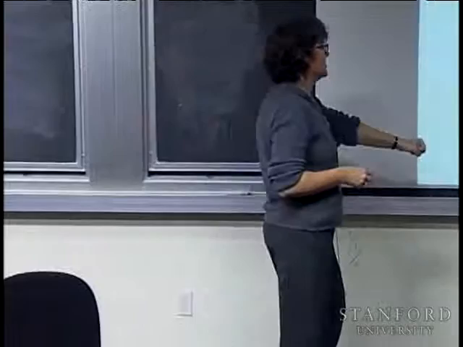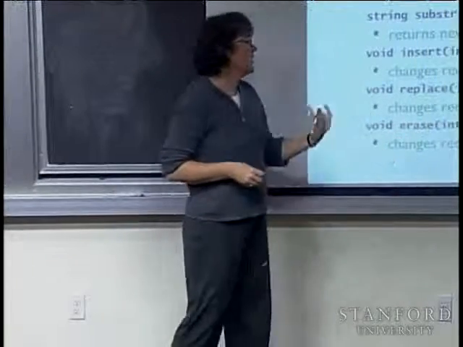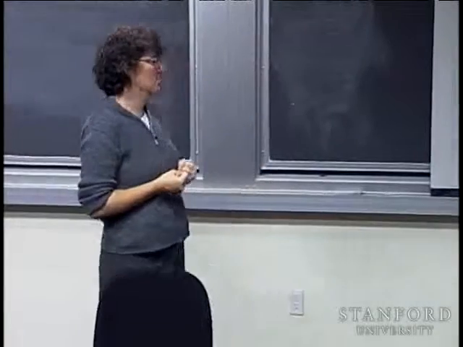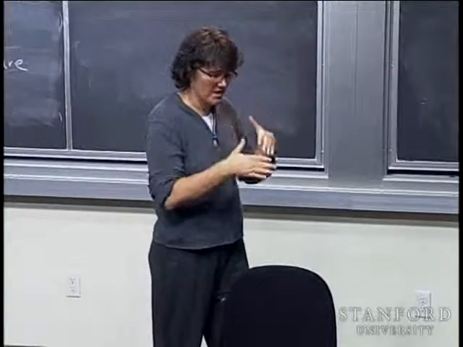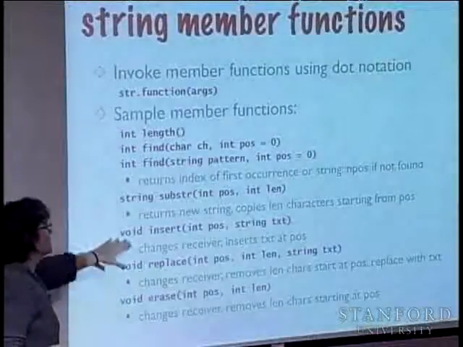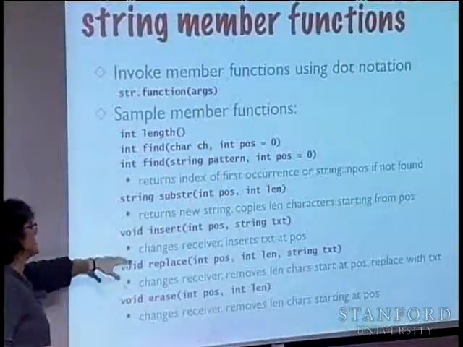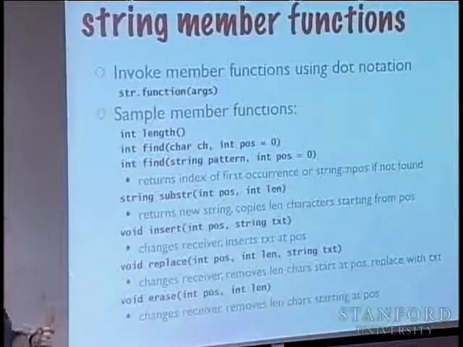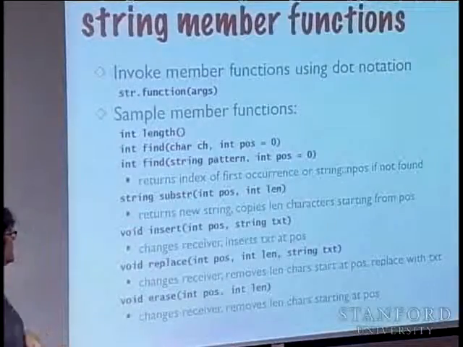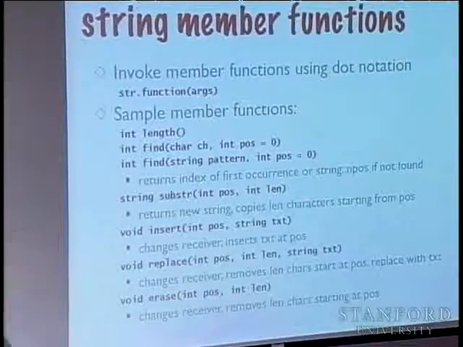And then erase, which just does a straight remove. Add a position and a particular length, take this number of characters and throw them away, deleting them from the string, making it shorter. So all of these change the receiver string. When you say str.insert, str.replace, str.erase, after that call, str now actually has new contents based on what you've asked it to do about changing and mutating its contents.